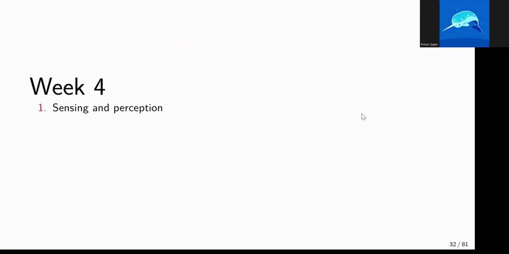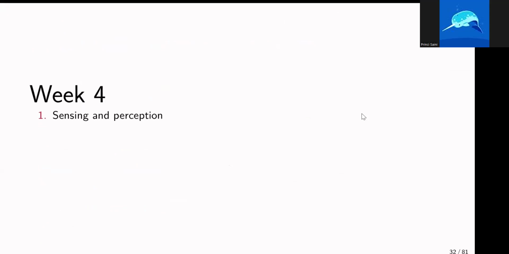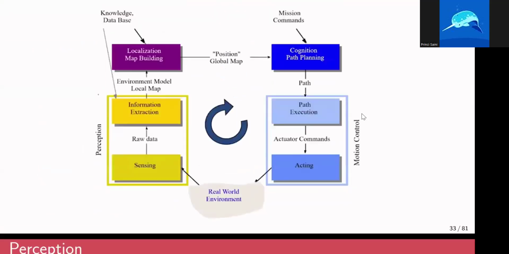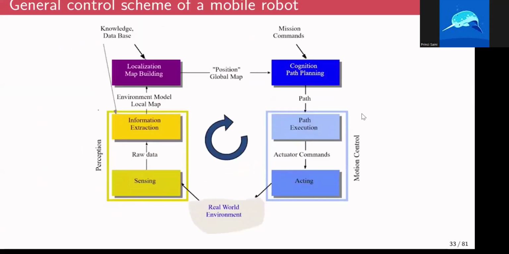Now that's about the mechanics part from week 1 all the way to week 3. Now we move on to week 4, which is all about perception. What is meant by perception, how do we realize perception, and what are the different sensors that we use for perceiving the real world environment?